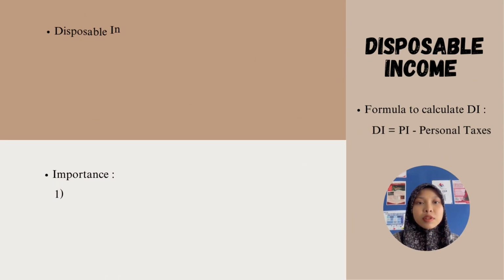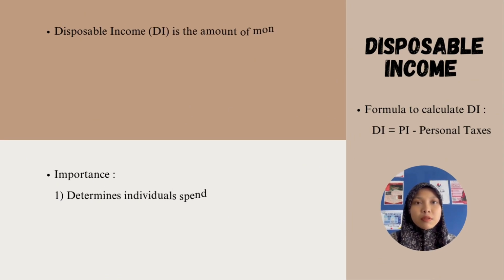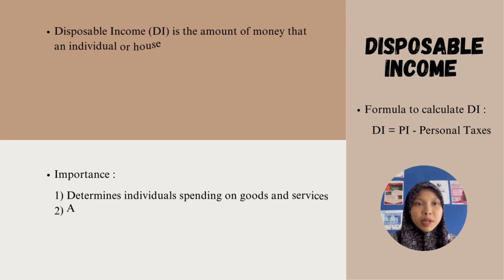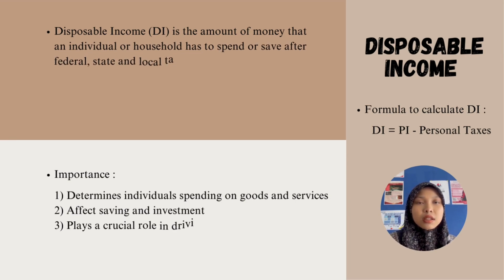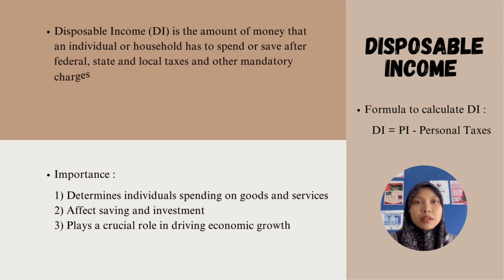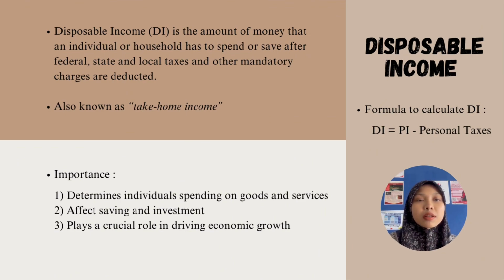So next is disposable income. Disposable income is the amount of money that an individual or household has to spend or save after federal, state and local taxes and other mandatory charges are deducted. So disposable income is also known as take-home income. Why take-home income? Because it represents the portion of income that we take home after we pay the personal taxes. So the formula to calculate disposable income is we take the personal income and we minus the personal taxes.